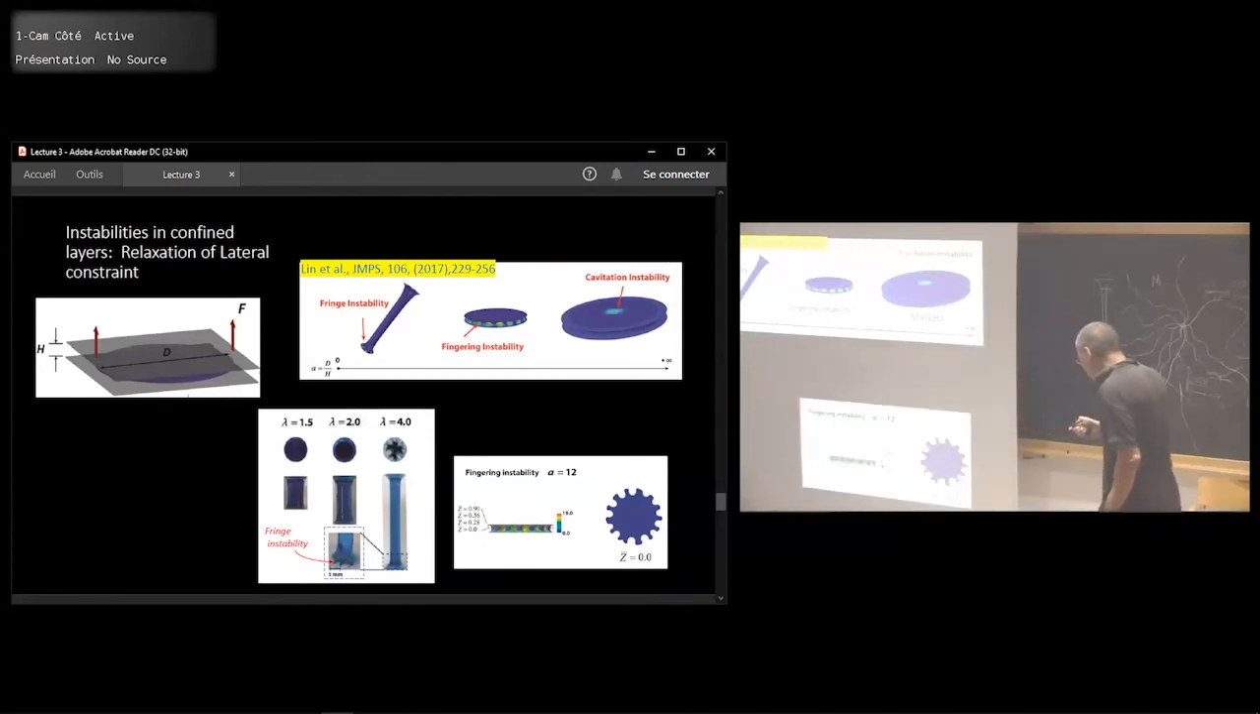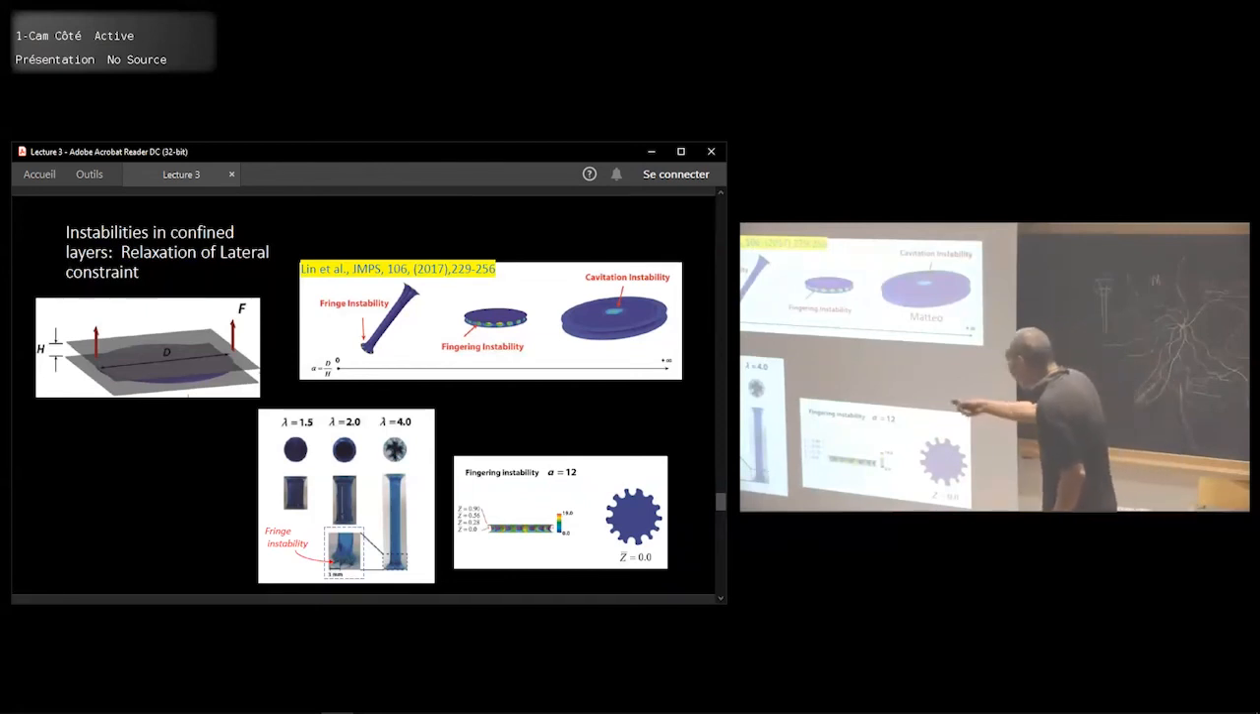All right, so this is the fingering instability which they observed, right? And this is the fringe instability which they also observed, right? So these are real pictures in here, right? This is not a real picture, this is a simulation. These are the pictures, right? All right, so I think they did it on a gel, an elastic gel.